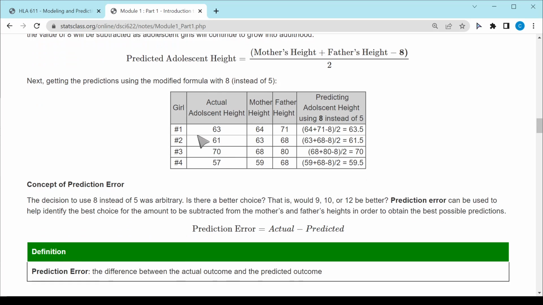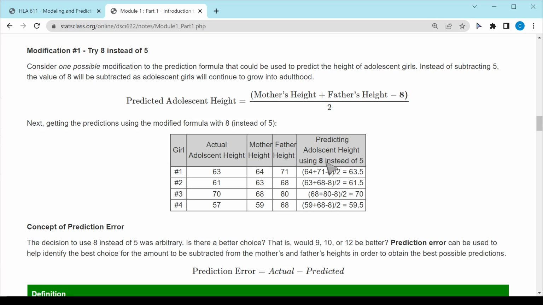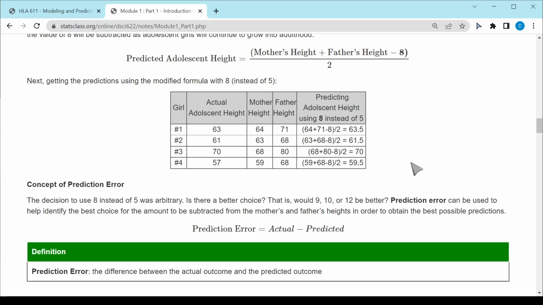So here are the girls, again, the 4 with the known heights: 63, 61, 70, and 57. And I'm providing you information about each of these girls' mother's height and father's height. And I have 63.5, 61.5, 70, and 59.5. Now again, this is just my guess for the adolescent height. But I can measure how well my guess is doing. And that idea is the prediction error.